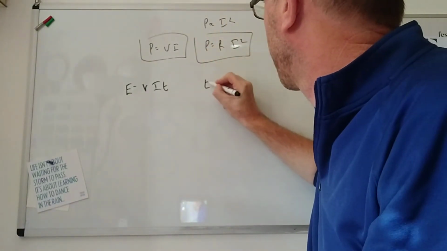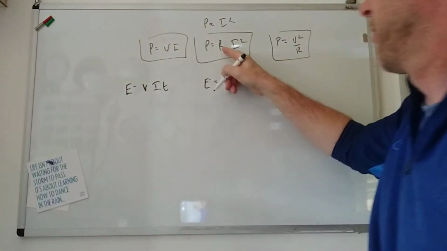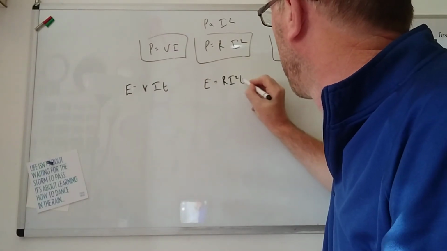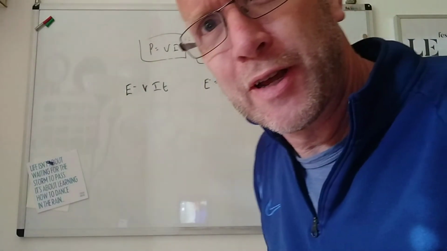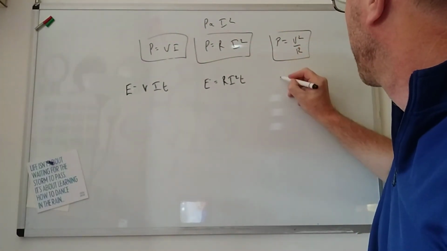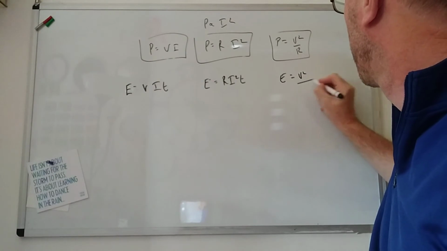Over here, exactly the same. If it's 4 seconds, it'll be 4RI squared. If it was 27 seconds, 27RI squared. And if it's T seconds, RI squared T. And this formula is going to be hugely important in the experiment, which we're going to look at in a minute. Okay, and finally, in this case, you would have energy is V squared over R times T.